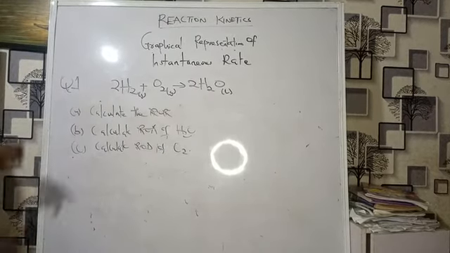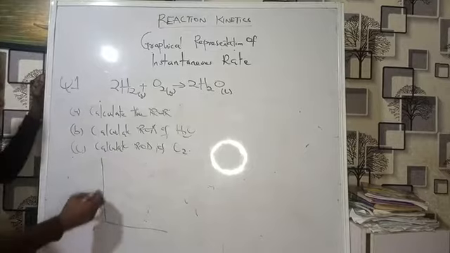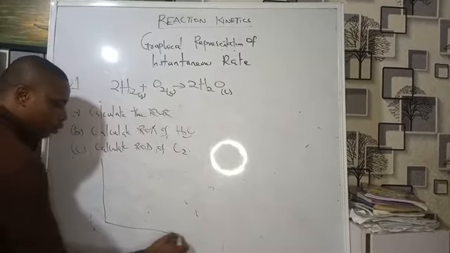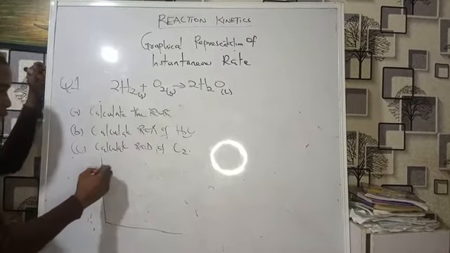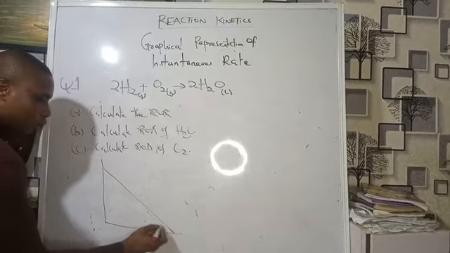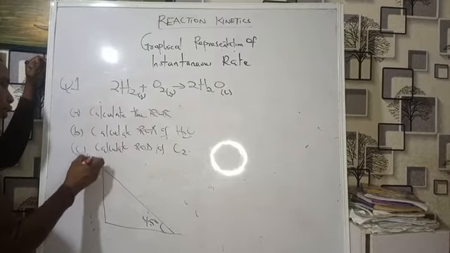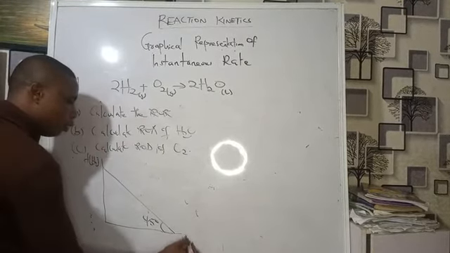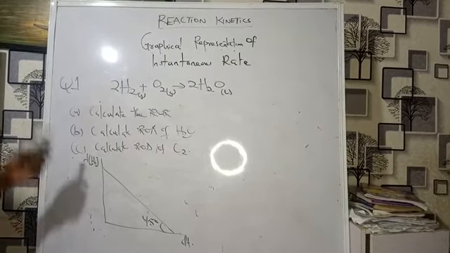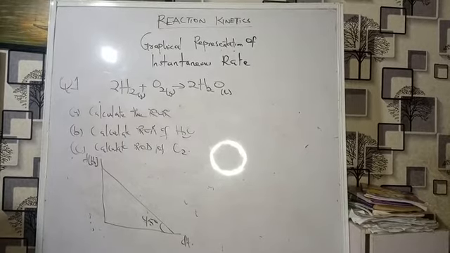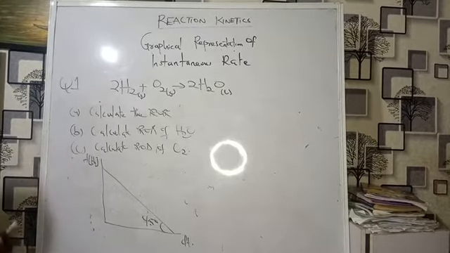Okay, so in this case now, they give you a graph. They give a graph like this, and they make this 45 degrees, and I call this the H2 over the T. Now, how can we solve this question? Calculate the rate of reaction, calculate the rate of appearance of H2O, calculate the rate of disappearance of O2. Now, what can we calculate using this graph? We can only calculate the rate of disappearance of H2.